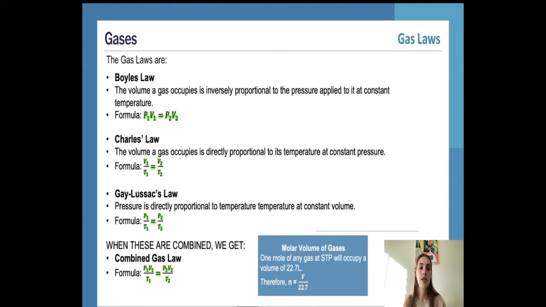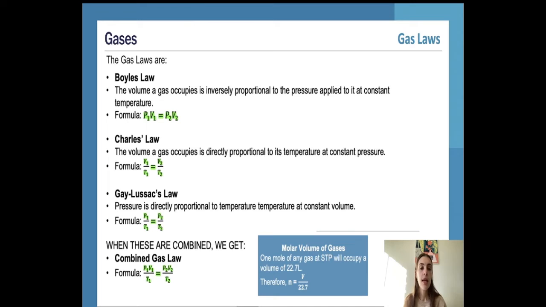Our next one is Charles's law. So Charles's law talks about the volume that a gas occupies and it being directly proportional to its temperature. And this is only applied when at a constant pressure. And so we will typically use this if we want to determine the volume of a gas based on the fact that we know the temperature, or if we want to determine the temperature of a gas based on knowing the volume.